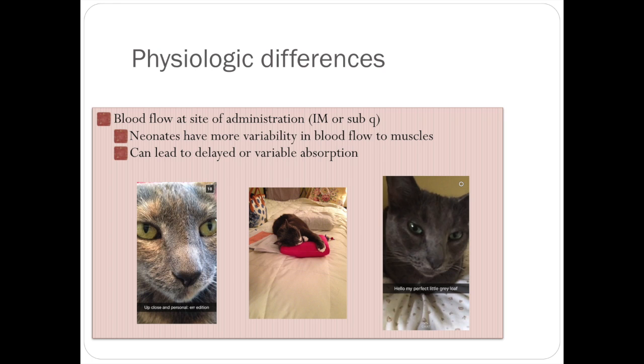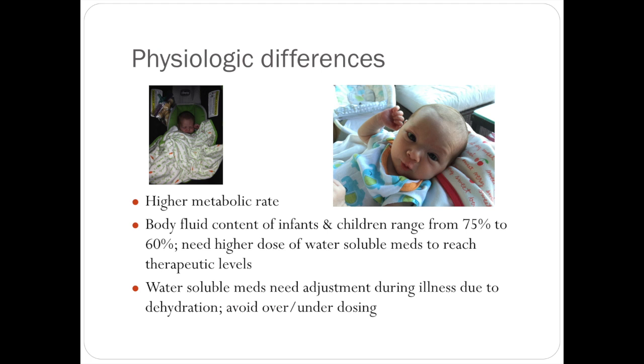When we look at injectable medications, there is a decrease in blood flow at the administration site, especially in the neonates. They have variability not only in the blood flow, but they also have very low muscle mass in comparison to older children, and it can lead to delayed or variable absorption. We give very few medications IM or sub-Q. Primarily, we're giving immunizations via that route. Infants have a very high metabolic rate, as do toddlers and preschoolers.